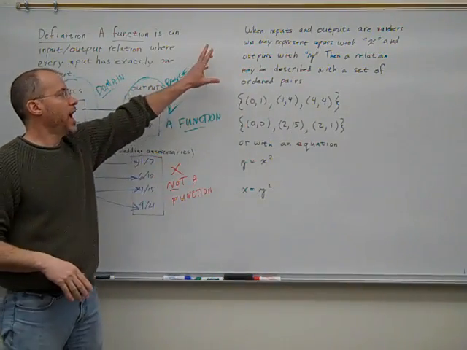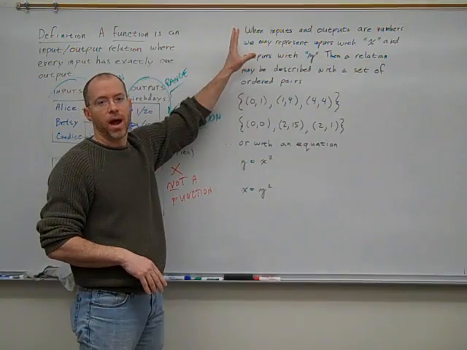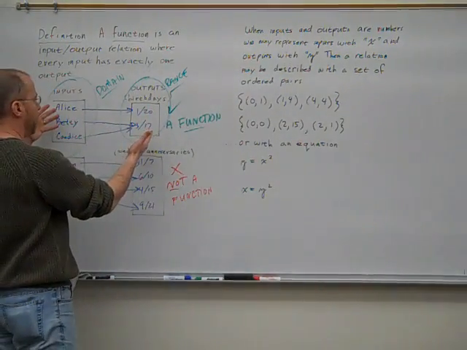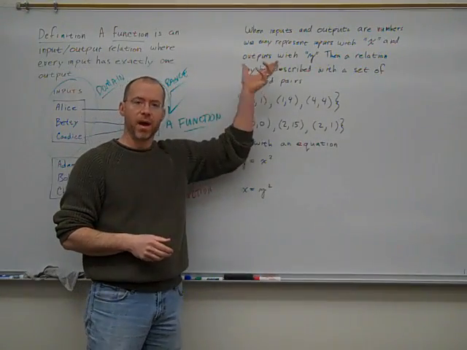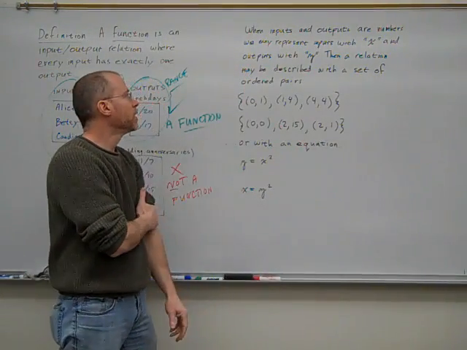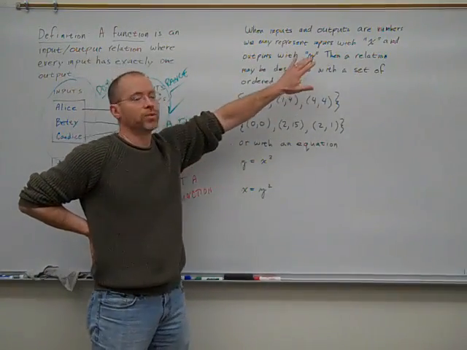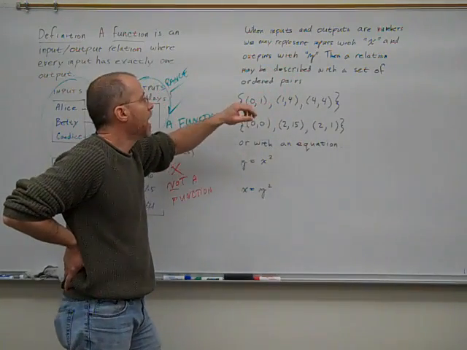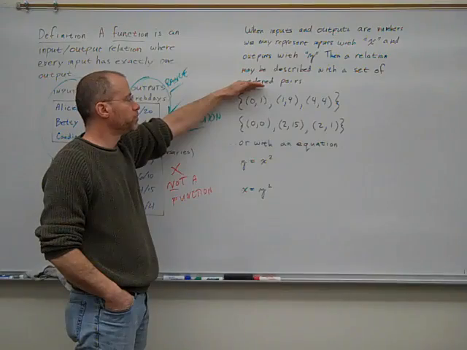Okay, let's move ahead into the realm that we're used to in an algebra class. Most of the time, our functions, really, throughout the course, are not going to have names and dates for their inputs and outputs. They're going to have numeric inputs and outputs. So if the inputs and outputs are numbers, then we tend to represent the inputs with X and the outputs with Y. That's going to be familiar to you. And in that case, a relation may be described with a set of ordered pairs.